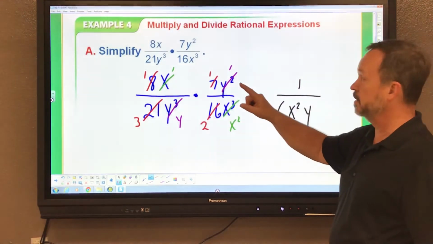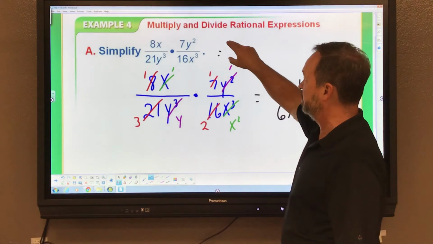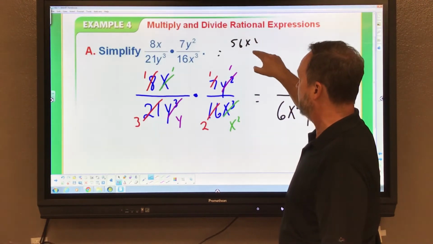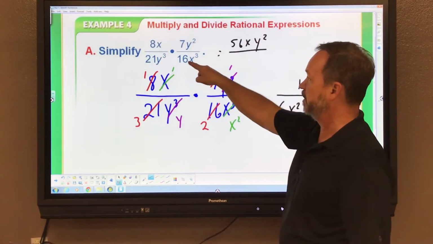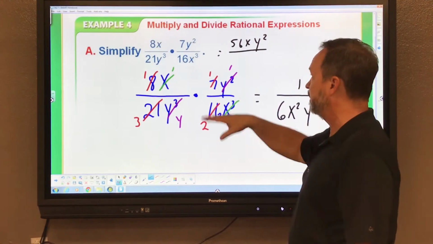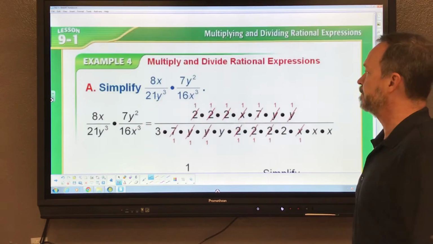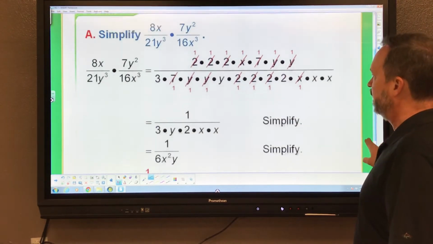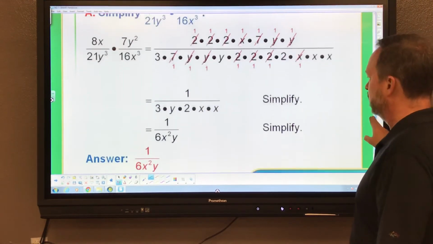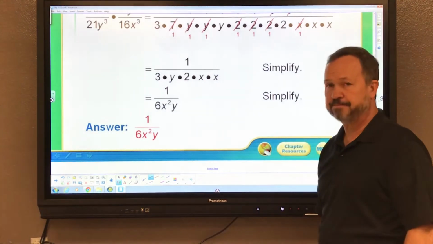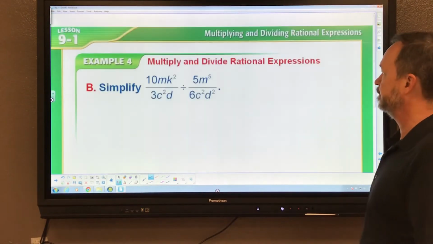Now you could have actually come up here and done the 56 x y squared over, and then done the multiplication here and then done reducing, but to me it's easier to do that. Don't pay attention to what they did right there, it's awful. But that's right. That's what we got.